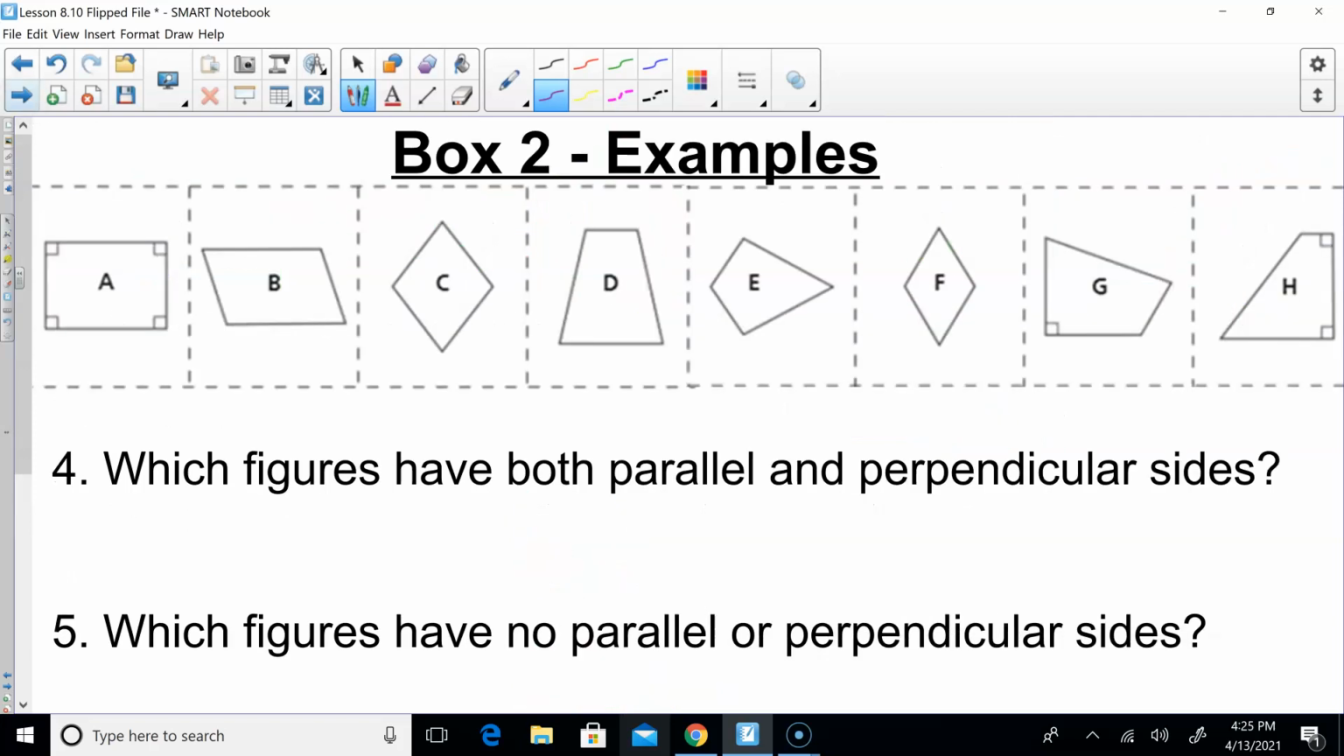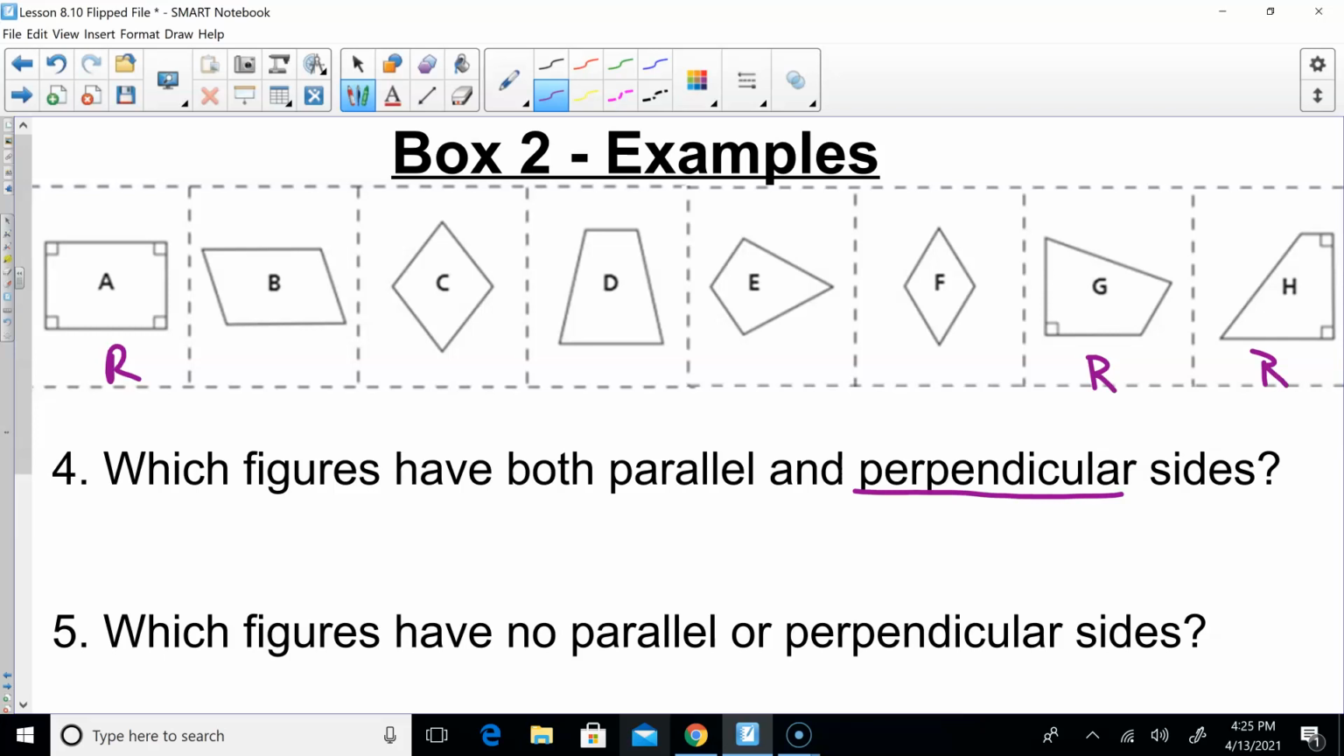And we look at some other questions. Now, kind of a combination of these questions. Which figures have both parallel and perpendicular sides? Well, the big clue is that if it has perpendicular sides, it has to have right angles, which means they're down to A. So this has a right angle here, and a right angle here, and a right angle here. So those could all work.